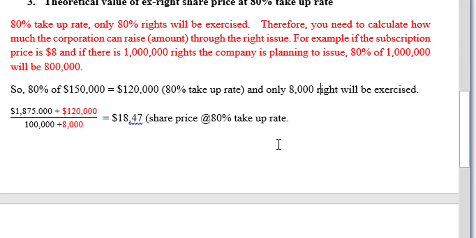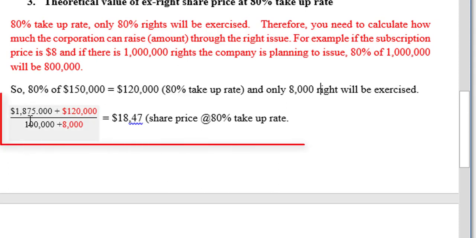So now let's solve the problem again. We know that the previous market capitalization is $1,875,000. At 80% take-up rate, the company will raise $120,000 more, and the new rights will be 8,000, and the previous market capitalization includes 100,000 shares. So it will be 1,875,000 plus $120,000, which is the new market capitalization at 80% take-up rate, divided by 108,000 shares. If you solve it, it will be $18.47 per share at 80% take-up rate.